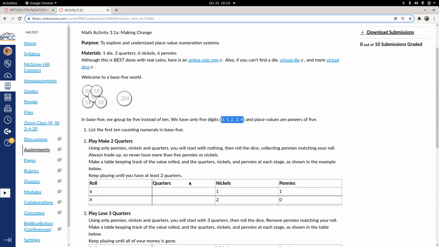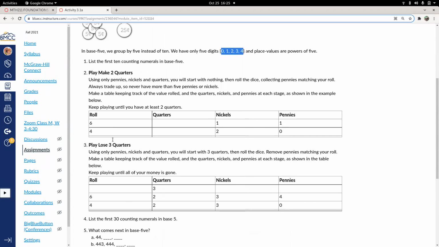What we'll do is keep rolling a dice, and every time we roll the dice, we'll get some pennies. And then whenever possible, we'll trade in those pennies for nickels and trade in those nickels for quarters. The goal is to keep rolling the dice till you build up 2 quarters. Once you get 2 quarters, you win. It's nice to play this with someone else, but you can play alone.